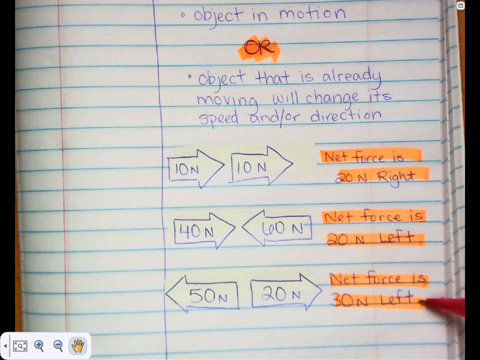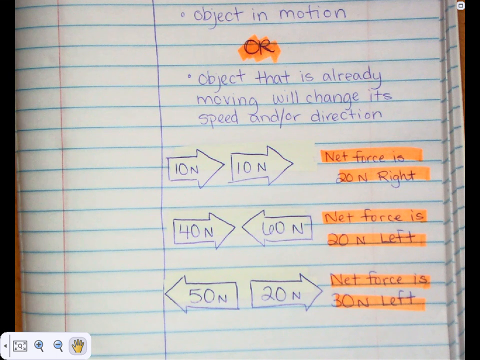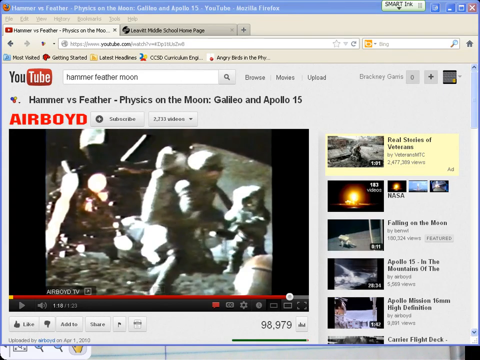Okay, I just showed you the demonstration of a piece of paper uncrumpled and a crumpled piece of paper falling to the ground. Which one hit first? An uncrumpled piece of paper and a crumpled piece of paper are dropped at the same time. Which one hits first? The crumpled paper.